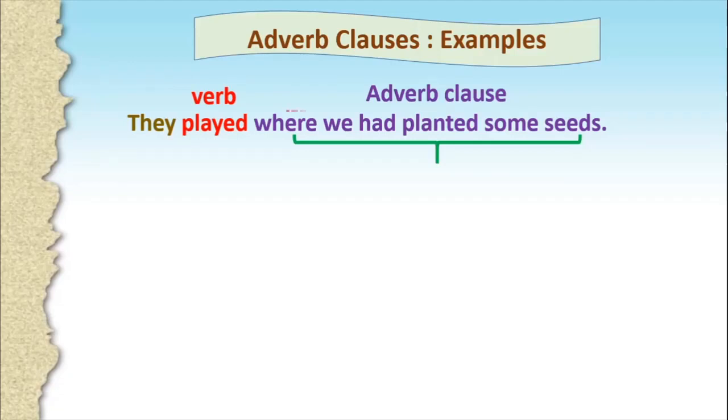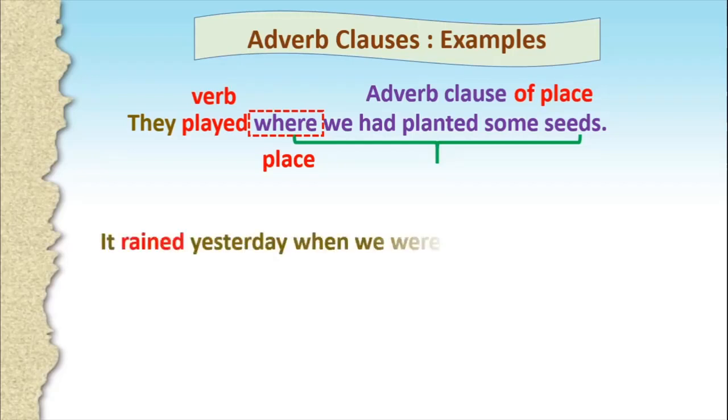Now if you look at the word carefully here, we have the word where. Now where indicates location or it indicates place. So therefore this where we had planted some seeds is the adverb clause of place. So is it clear to you now how we find out what kind of adverb clause it is? Moving on, let's see the next one.